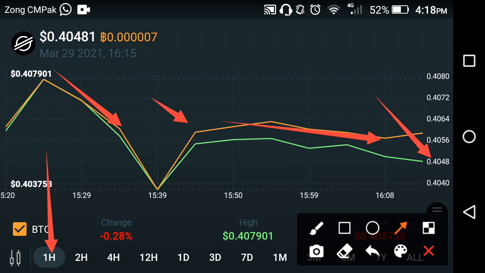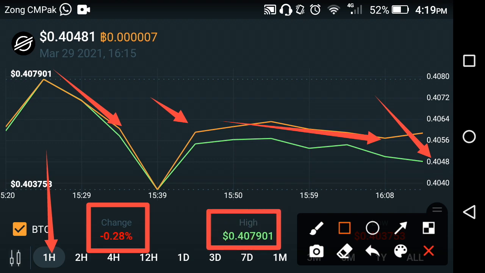If the graph falls down, it's clear that the change is also negative and the price also falls down. Now as you can see here, the change is negative 0.28% in Stellar XLM in the previous last 1 hour, and the high price of Stellar XLM in the last 1 hour is $0.407901, in the previous last 1 hour.